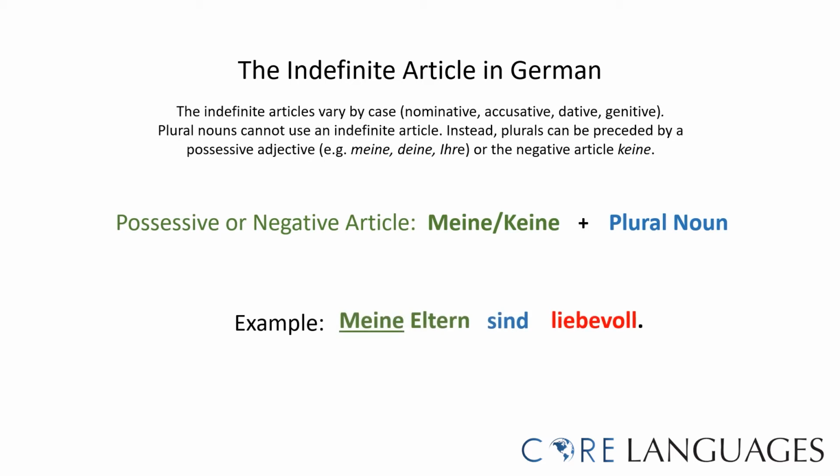For example, meine Eltern sind liebevoll. My parents are caring or loving. Eltern is a plural noun, so the possessive adjective has to be meine. Keine Autos fliegen. No cars fly. Autos is a plural noun, so the negative article has to be keine.